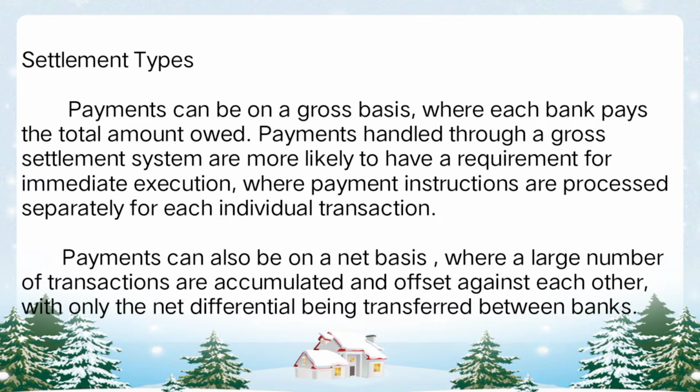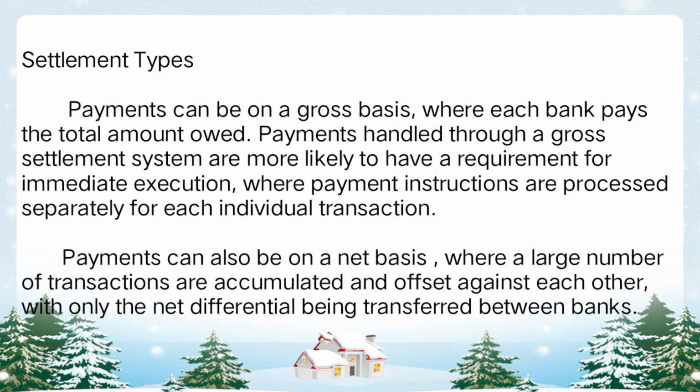There are two types of settlement: gross basis and net basis. First, gross basis, where each bank pays the total amount owed. Payments handled through a gross settlement system are more likely to have a requirement for immediate execution, where payment instructions are processed separately for each individual transaction. In a gross basis, the number of contracts equals the sum of the long and short futures positions. For example, consider a clearing operation member with three clients. One is long 50 futures, the other is short 30 futures, and the third is short 10 futures. That is the example of a gross basis.